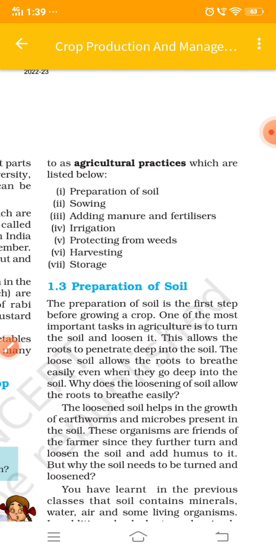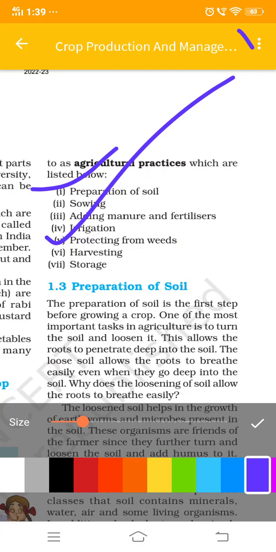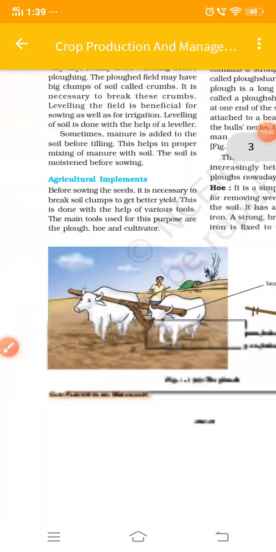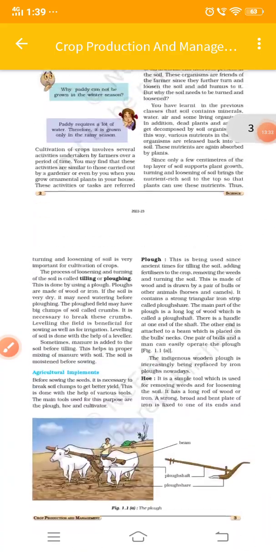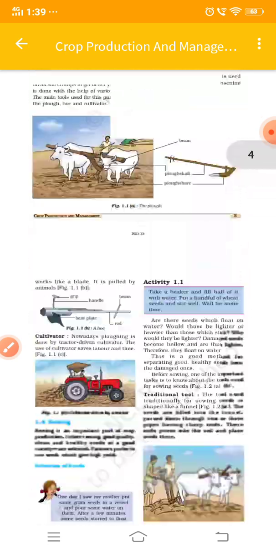Harvesting means cutting down of the crop and selling it. And storage, of course, these processes are correct. Full point, correct. Now, preparation of soil. Here is the main thing that we are going to learn: how the soil is prepared.